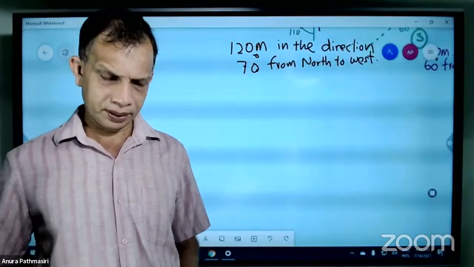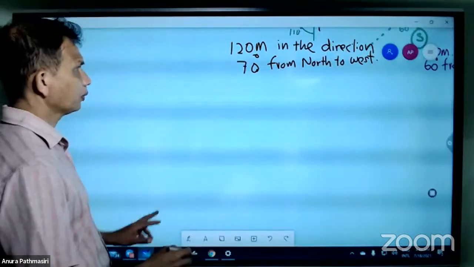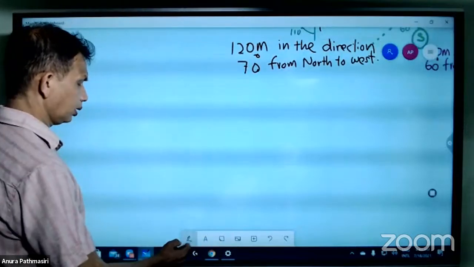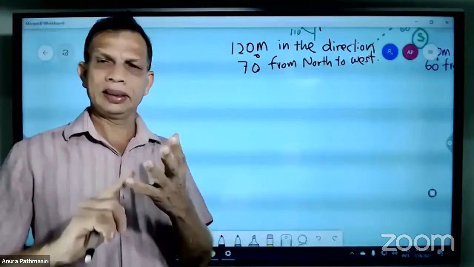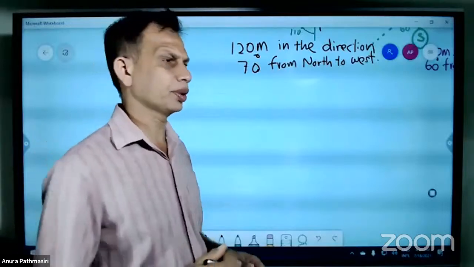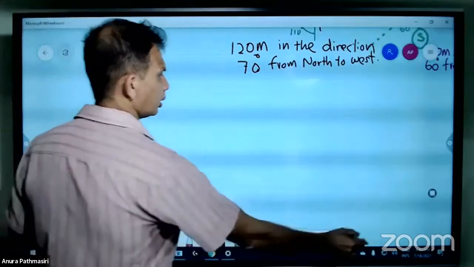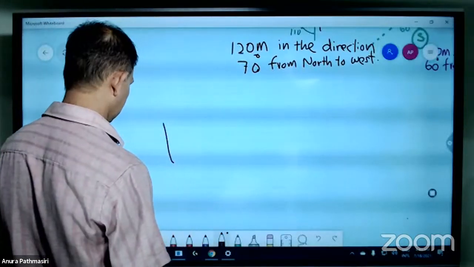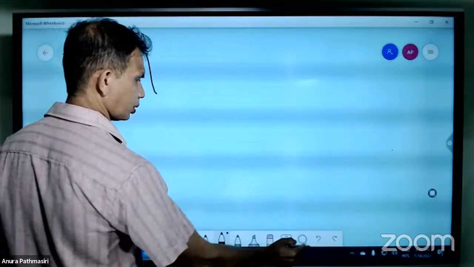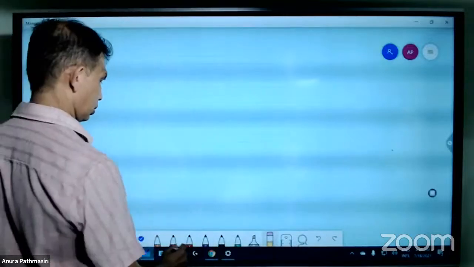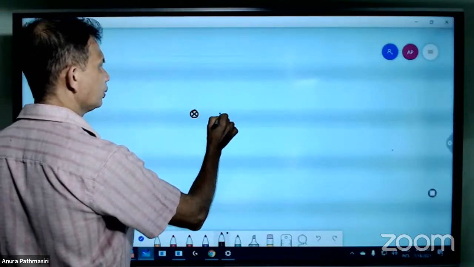The first one, what we want to study is the object traveled 20 meters to north. So the very first thing we want to make clear is the initial position and the final position. Let's see. If I consider this as the initial position, let me check. Yes, this is the initial position, right? This is the initial position.